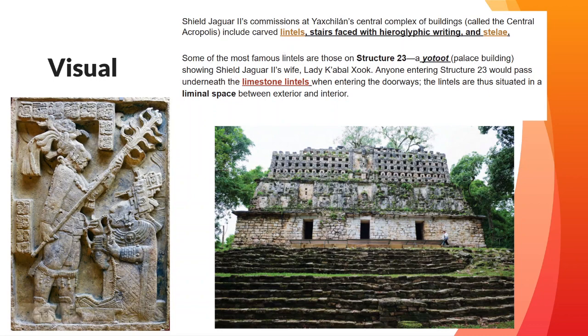So we're going to look at the lintels in particular a little bit closer, but these are those carved lintels. They're relief carvings. They have hieroglyphics. So you can see that hieroglyphics right there that help explain the narratives. And they are also stele because they are stone slabs, right? And then this is structure 23. It is a yotut, again, pronunciation, which is a palace building. So with a palace building, you know that this is where the elite are, the royalty are, and our 2 main figures we're going to be looking at are Shield Jaguar II and Lady Shook.